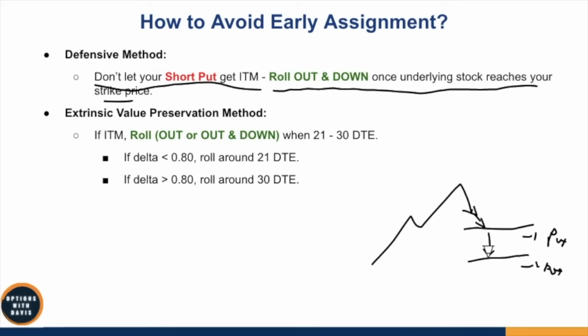But basically, when you do it this way, there's absolutely no chance for you to get assigned, because the only time you will get assigned is if the put is in the money. So if you never let it get in the money, then there's no chance of an early assignment.